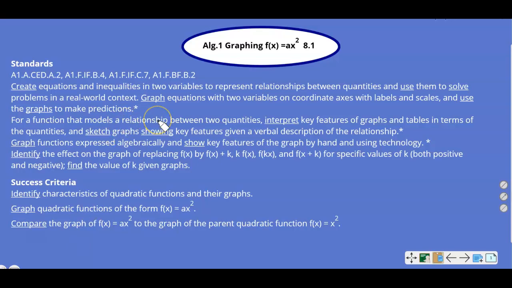All right, as before, here are your standards. To be successful, you need to be able to identify characteristics of quadratic functions and their graphs. You need to be able to graph a quadratic function of the form f of x equals ax squared. And you need to be able to compare the graph of f of x equals ax squared to the graph of the parent quadratic function f of x equals x squared.